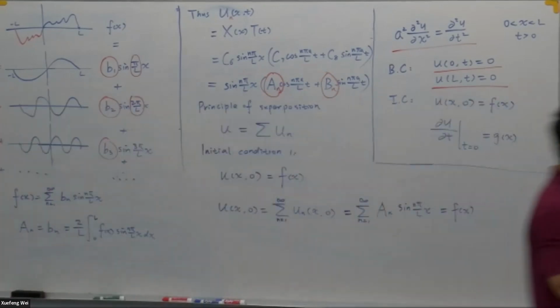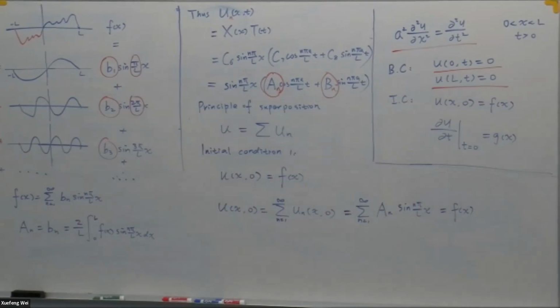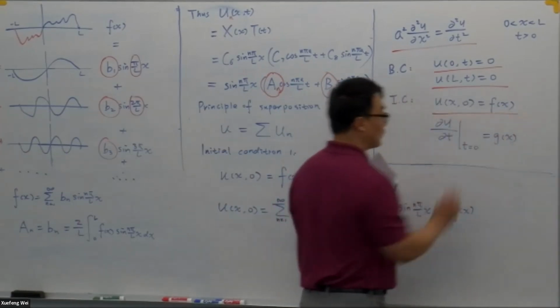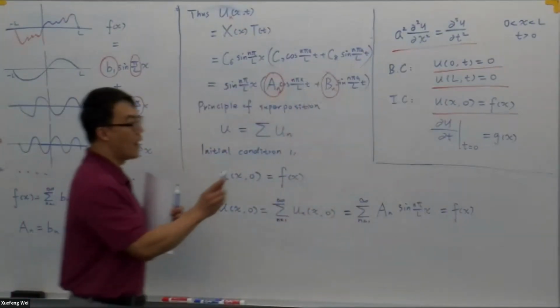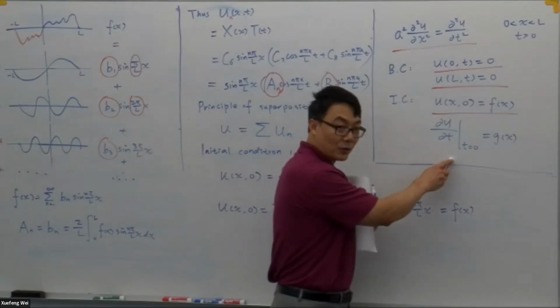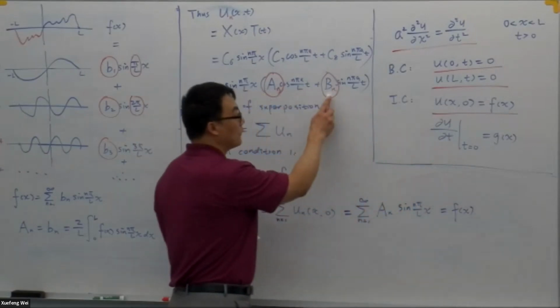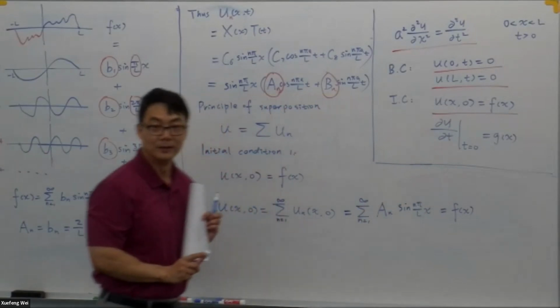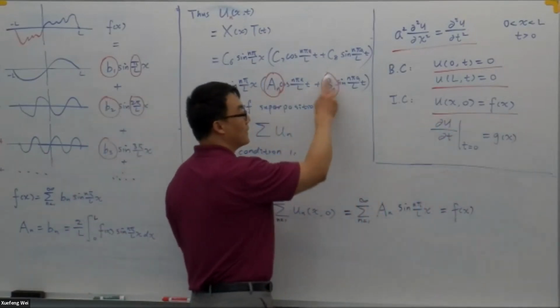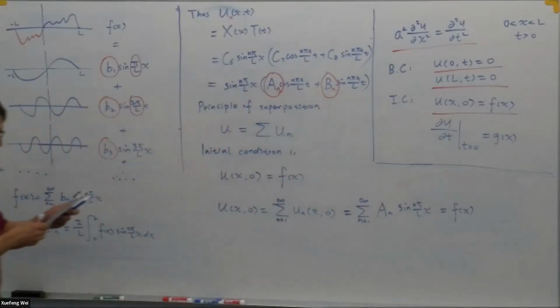Okay, I'm going to use their board. I'm going to erase. Okay, how do we determine Bn? So we already used this one. We have one condition we haven't used, and we have one coefficient we haven't determined. We have this condition we haven't used. Right, we have this one, Bn, we haven't used.